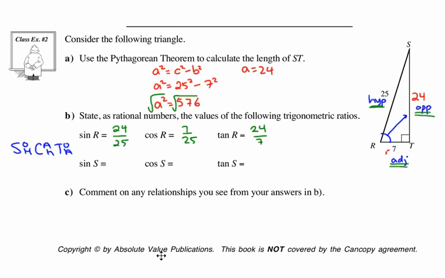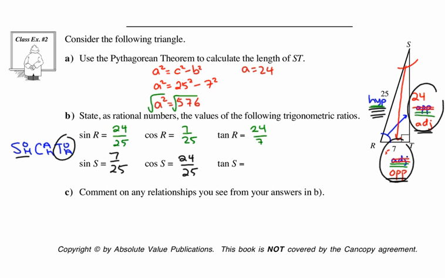Okay. Now, if we're working with angle S, then our side labels change, right? Now our opposite is 7, and our adjacent is 24. Hypotenuse doesn't change. So sine, which is opposite over hypotenuse, becomes opposite of 7 over hypotenuse of 25. Cos of S, which is adjacent over hypotenuse, is 24 over 25. And our tan, which is opposite over adjacent, is 7 over 24.